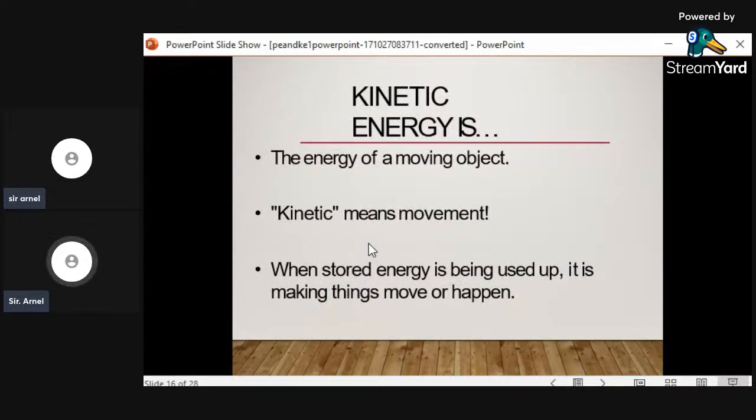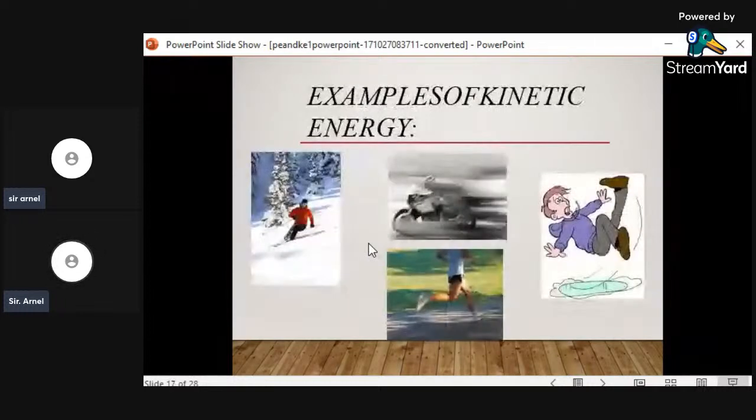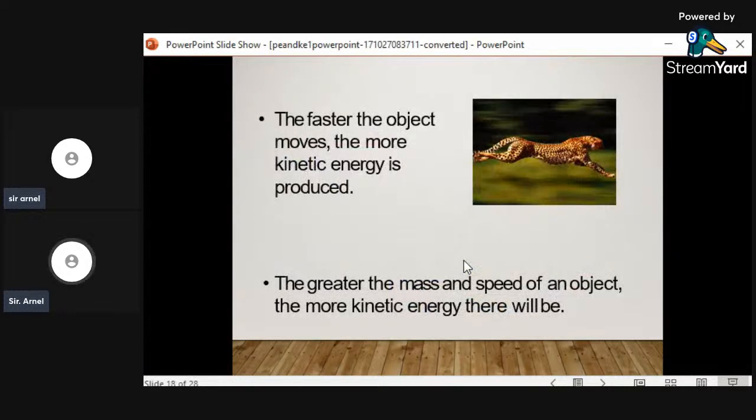Kinetic energy means the energy of a moving object. Kinetic means movement. When stored energy is being used up, it makes things move or happen. Examples of kinetic energy are a running motorcycle, skating, and running. The faster the object moves, the more kinetic energy is produced. The greater the mass and speed of an object, the more kinetic energy it has.